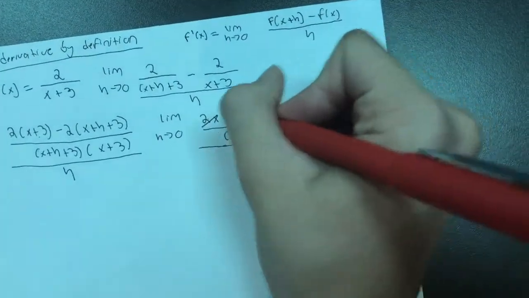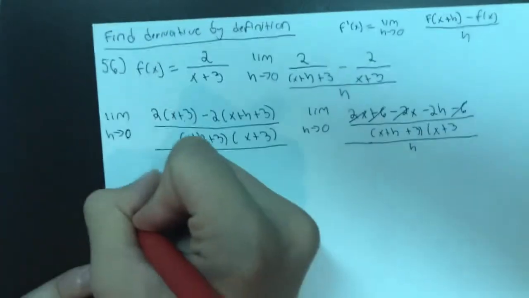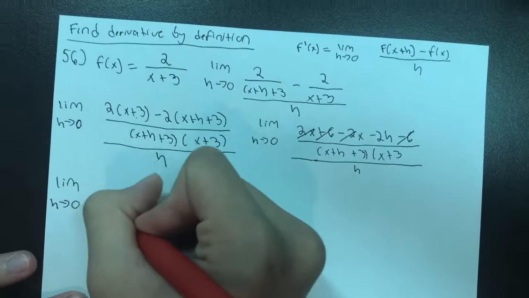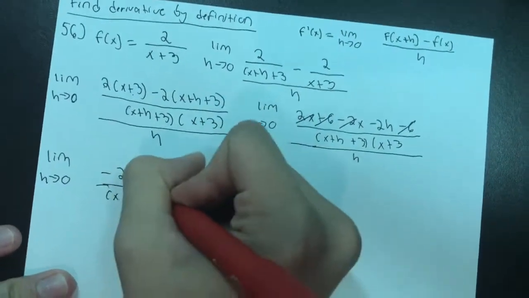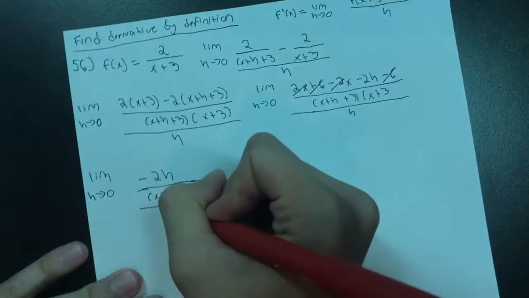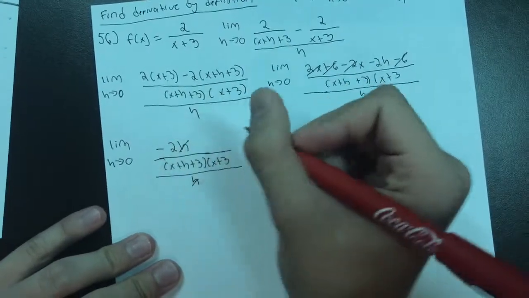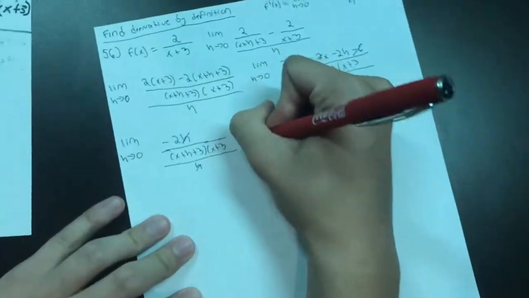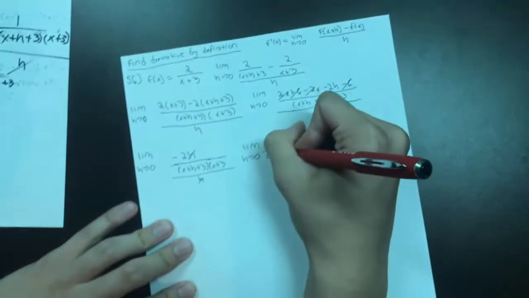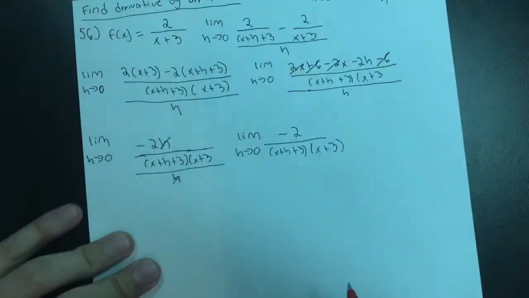As you can see, we found 2x minus 2x and 6 minus 6, which leaves us with just negative 2h on the numerator. So again, you rewrite it, limit as h approaches 0, which is going to be negative 2h over the same denominator, x plus h plus 3 times x plus 3, and then again all of it over h. Next, you divide both h's. You can cancel them. So next stage, you rewrite it again, limit as h approaches 0, and you're left with negative 2 over the same denominator we've had all along the problem, which is x plus h plus 3 times x plus 3.